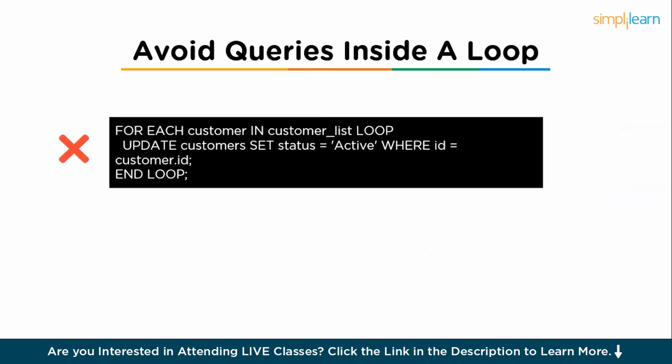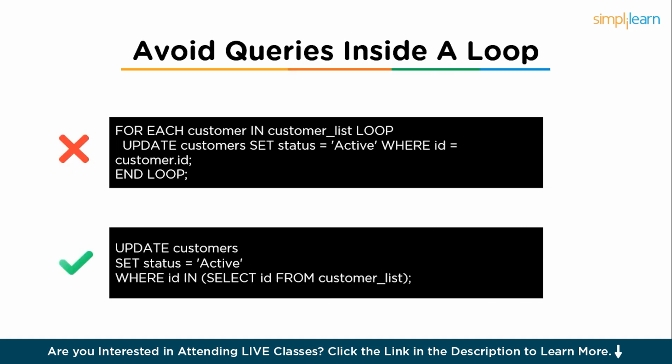Here we have a slow method, which is a query inside a loop: for each customer in customer list, loop, UPDATE customer SET status = 'active' WHERE id = this much, and then we end the loop. This executes one update at a time, which slows down performance drastically.